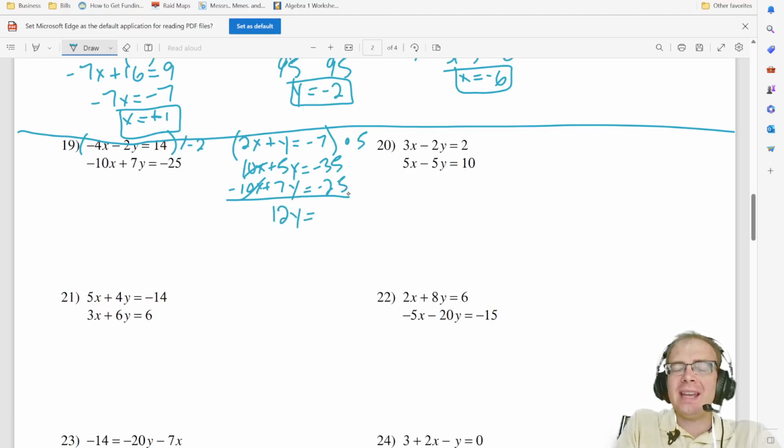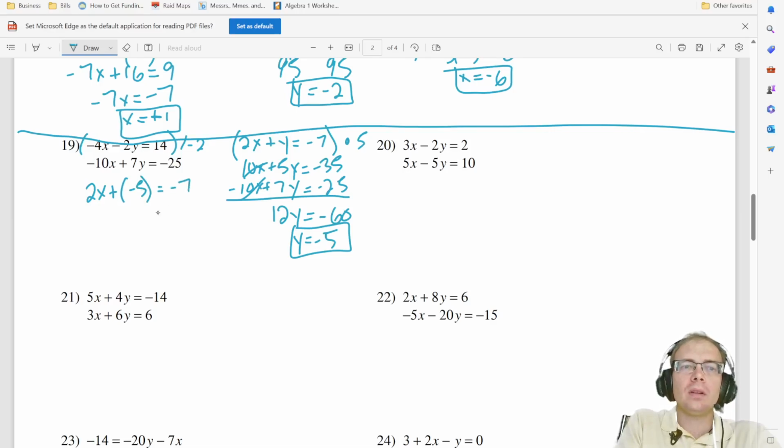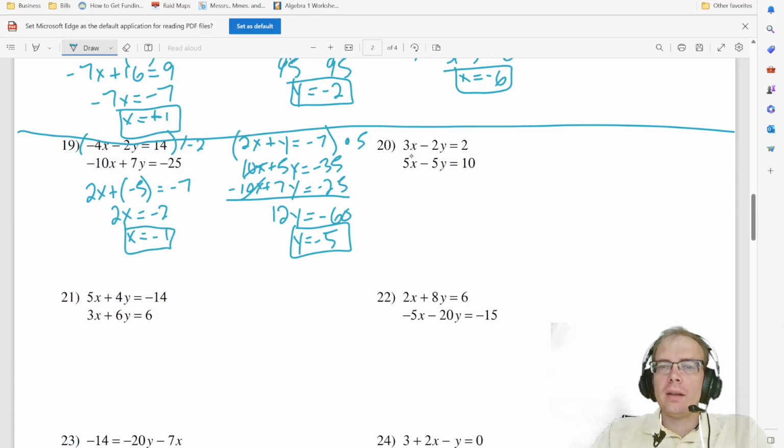5 and 7 make 12. Negative 35, negative 25. I'm adding 2 negatives up, so that's going to be negative 60. Y is equal to negative 5. Okay. Then I'm going to plug it in. I kind of want to plug it into the first equation after I divided by negative 2 because I like that equation. 2x plus y, so plus negative 5, is equal to negative 7. So I'm going to add negative 5 to both sides. So that's going to be negative 2. X is equal to negative 1. There we go.